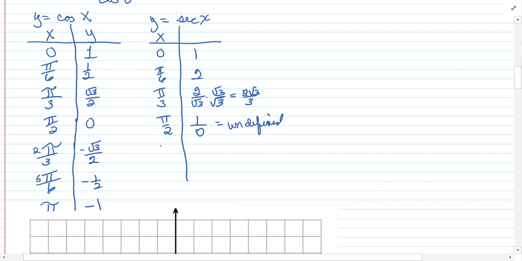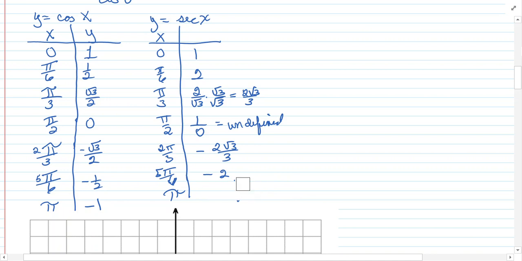And then I'm going to get 2 pi thirds. I'm going to get a negative 2 square roots of 3 over 3, because it's just the negative of that one. The 5 pi sixths, I'm going to get a negative 2. And the pi, I'm going to get, sorry, I'm going to get a -1. Not undefined. I got the undefined there.